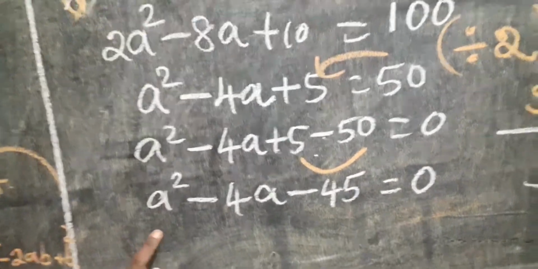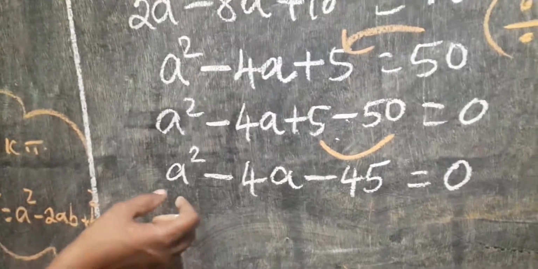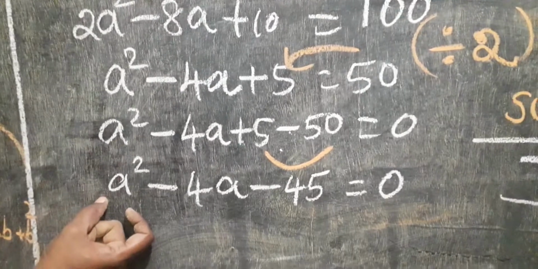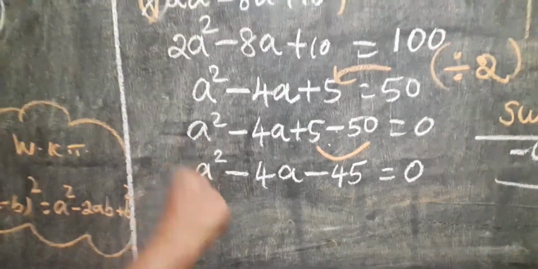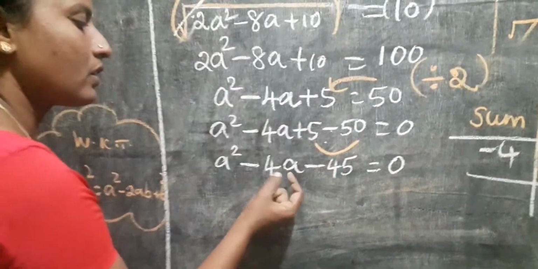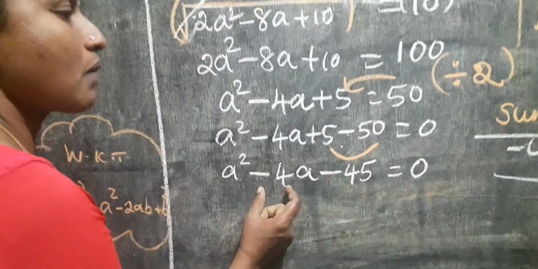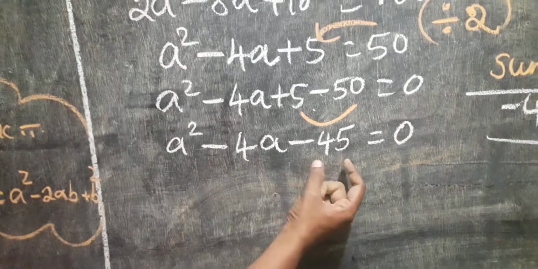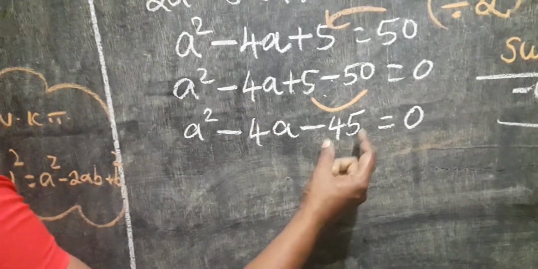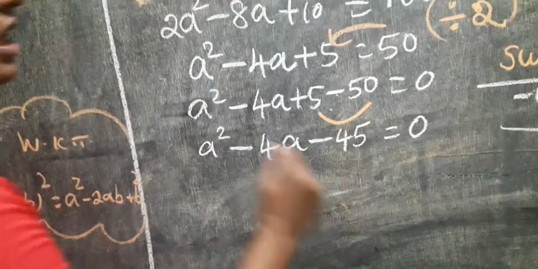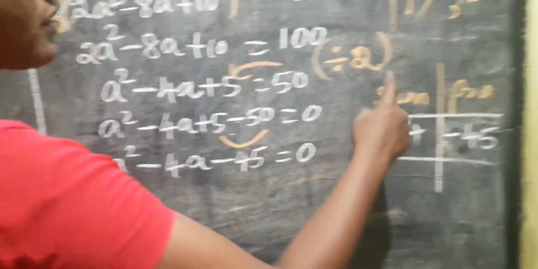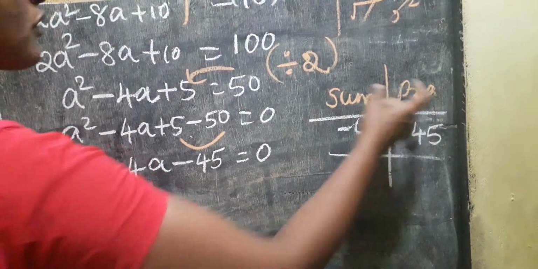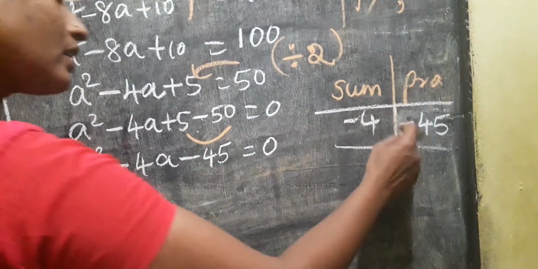Now see the equation. This is a quadratic equation. If you solve the quadratic equation, you get two values for a. How to solve? Remember, in the middle place, the sum of the two numbers gives this answer, and the product of the two numbers gives this answer. That is the rule. The sum of the two numbers is −4, and the product gives the last term.